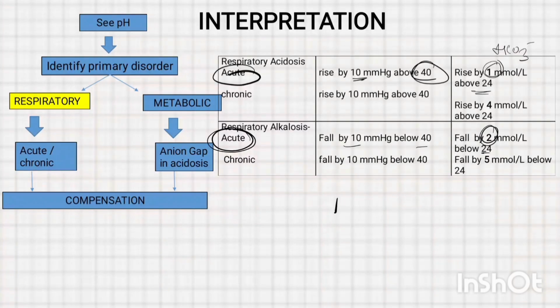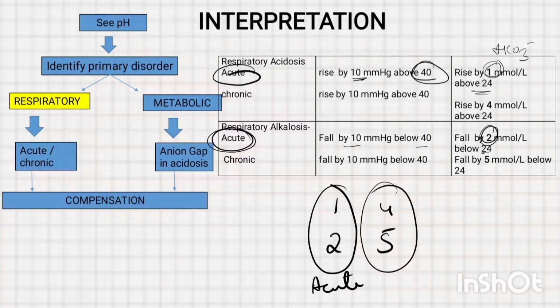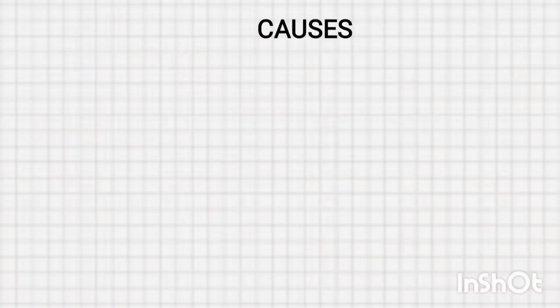So it is 1, 2, 4 and 5. So 1 and 2 smaller numbers for acute, and 4 and 5 larger numbers for chronic. And 1 and 4, first one is acidosis, then alkalosis. This is how you calculate compensation in case of primary respiratory disorders. Next, causes of primary respiratory disorders, including respiratory acidosis and alkalosis.